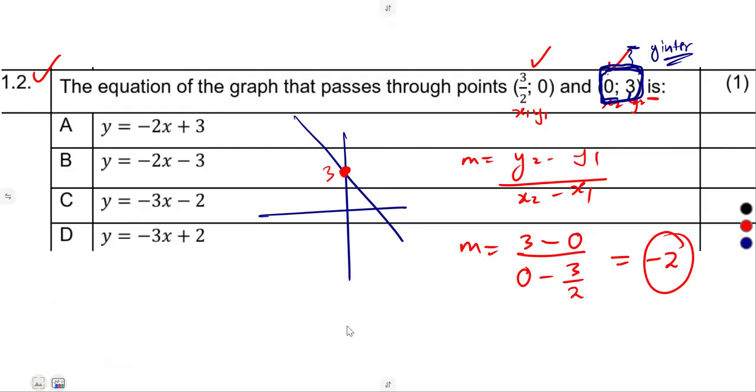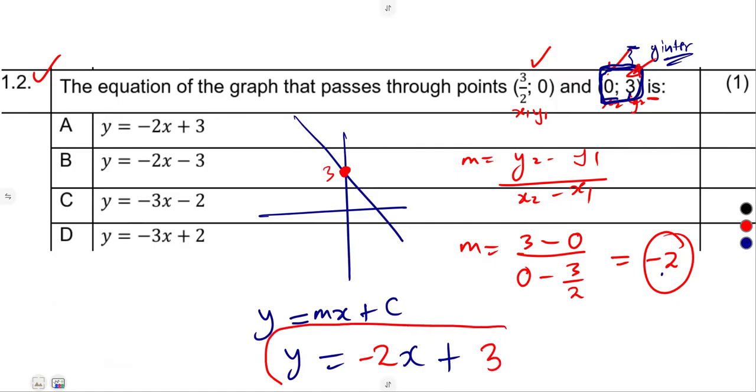So therefore, we can have our equation straightforward from y is equal to mx plus c. m is our gradient, minus 2x. All right, m being our gradient, which is the negative 2 that we calculated, plus the y-intercept. So from the point (0, 3), the y-intercept is what? It is 3. So that is y is equal to minus 2x plus 3. So the best answer is A, minus 2x plus 3.